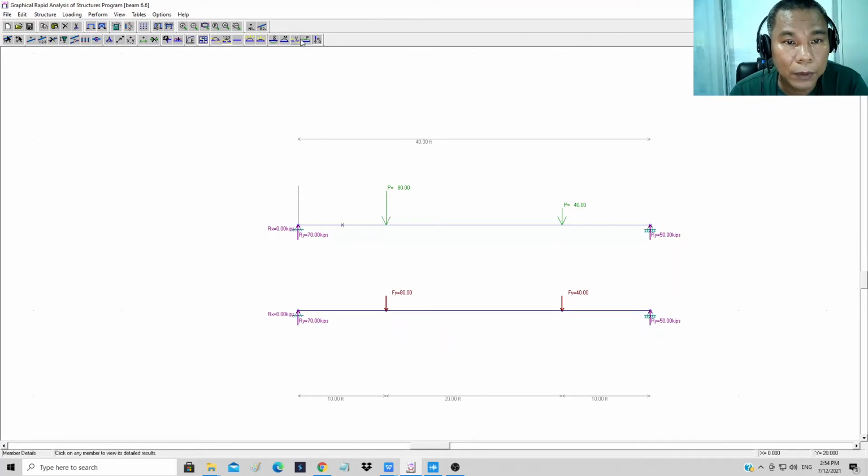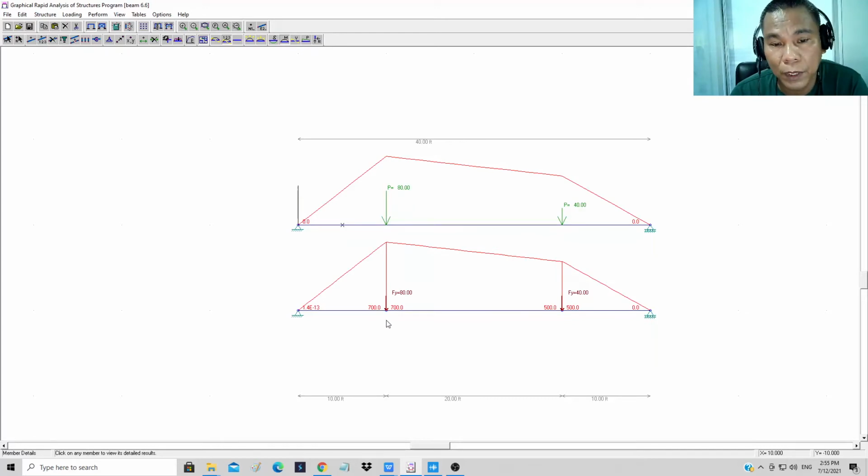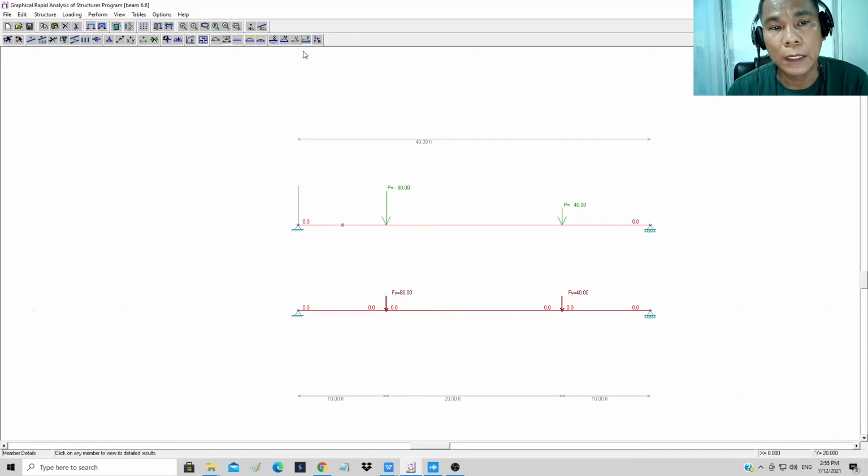The other thing is that when you click the shear diagram, it will give you the values here at the intermediate beam, because we have divided the beam into 3 segments. That's minus 10. Also for the bending moment, it will give you 700 and 500. Also, if you want the axial diagram, there is an axial force diagram here, but since we don't have any axial force, it will not give us the value. Or here actually it's 0.